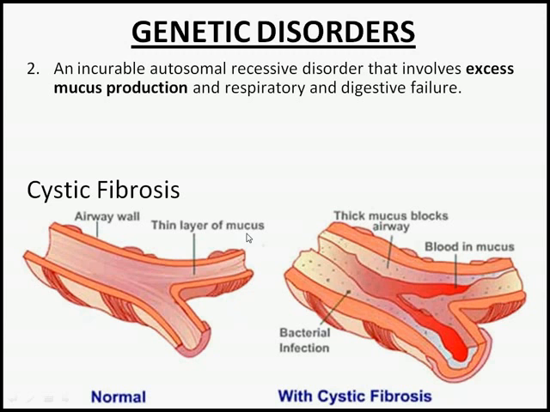Here it gives you an example of two pictures. Here's a normal airway, and here's one with cystic fibrosis, and you can see that thick mucus that builds up. Mucus is a great home for bacterial infections. If you've ever had a sinus infection, you know what that's all about. Mucus is warm and moist, and that's what bacteria love, so they can grow in there and cause infections. And obviously bacterial infections are bad, especially when you're talking about your lungs and the tubes leading in and out of your lungs.